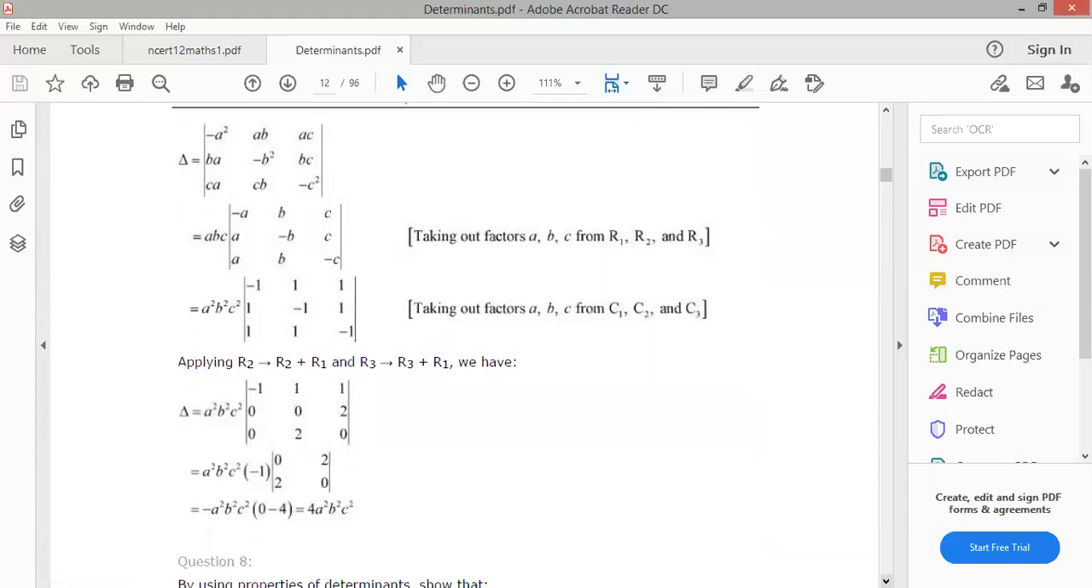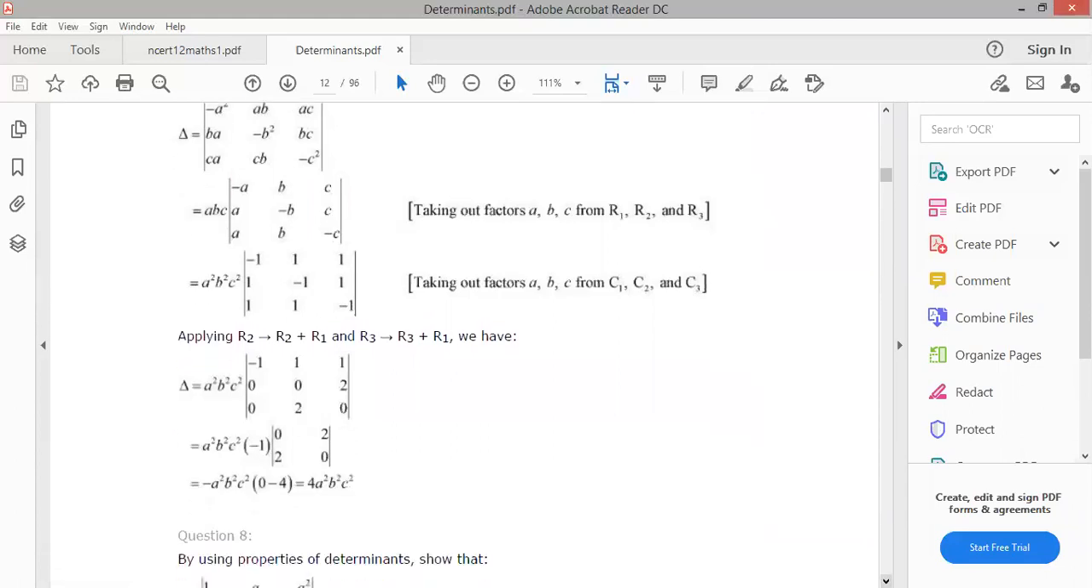Now we can apply the property, applying R2 changes to R2 plus R1. So it's like this. Then after using the simple expansion at the last step, it is 0 into 0, that is 0. 2 2s are, that's minus 4. So you get 4 times A square B square C square.